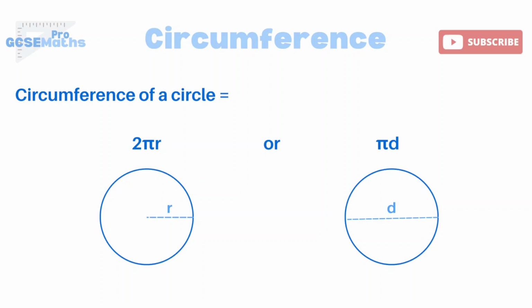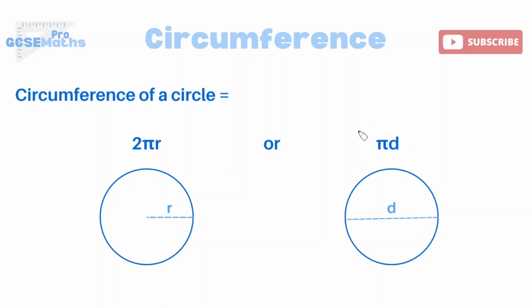We've got the formula for the circumference of a circle. Now here I do actually have two formulas. They are exactly the same thing, right? So they're both for the circumference. It just depends on which one you personally prefer to memorize. So you've got either 2 pi r, where we're focusing on the radius, or pi d, which is the diameter.